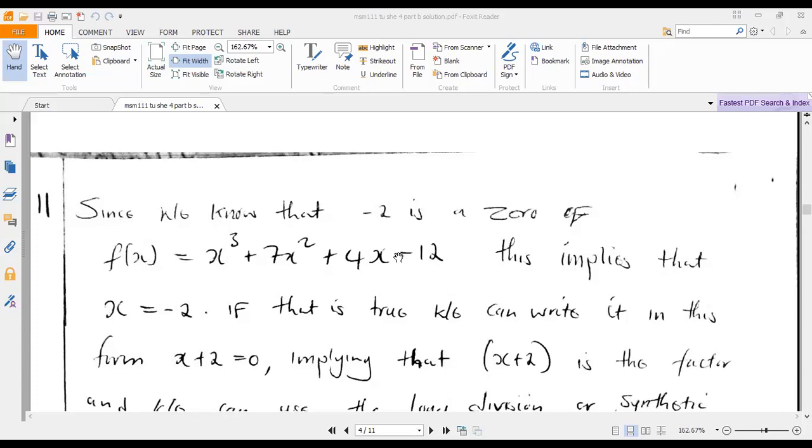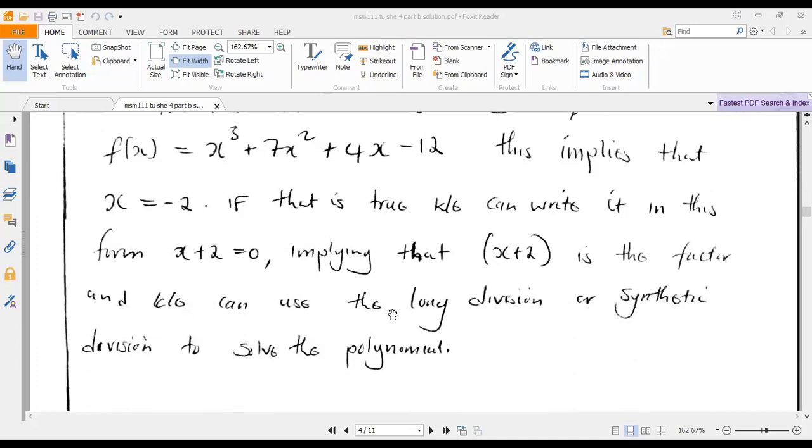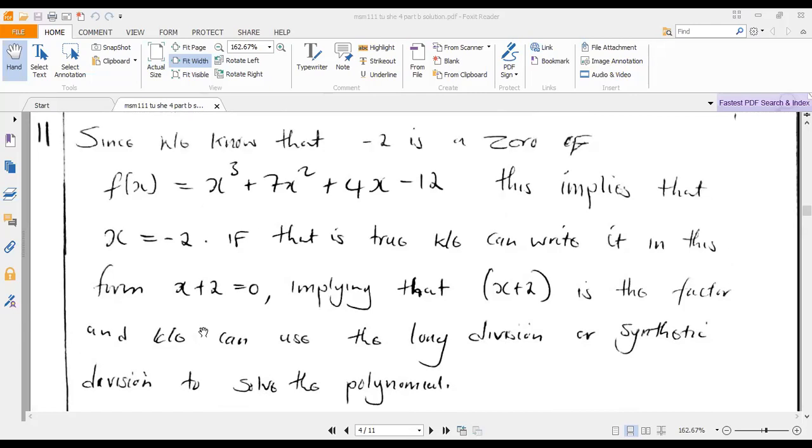So if we know that negative 2 is a 0, it means that we can write negative 2 in the form x plus 2 is equal to 0. That's how you start your explanation. I don't know if you have a better way, please use it, but always keep in mind that you should show something like x plus 2 is equal to 0. Then you say that implies that x plus 2 is a factor, and you can use long division or synthetic division to solve this polynomial. Are we okay with the explanation, please?